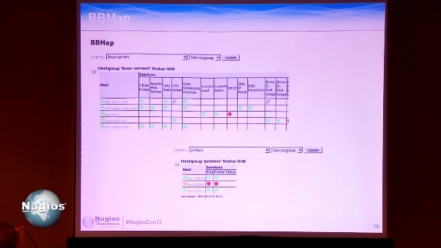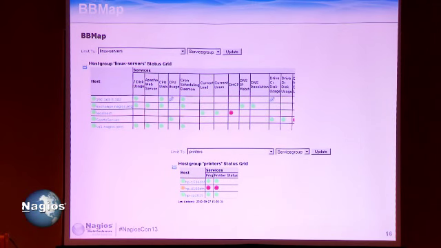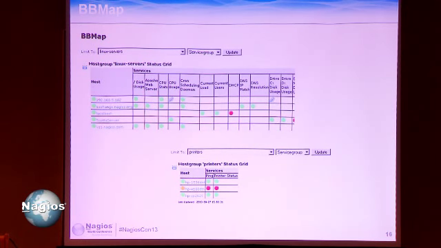BBMap will drill this down even further, and you'll be able to correlate the general by choosing different groups, service and host groups, and then taking a look at the individual services. There's some search functionality as well. So that's just an example of that.